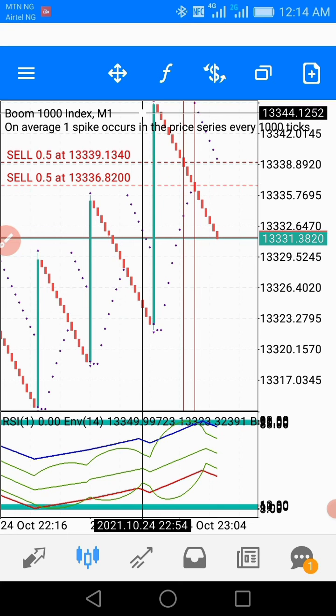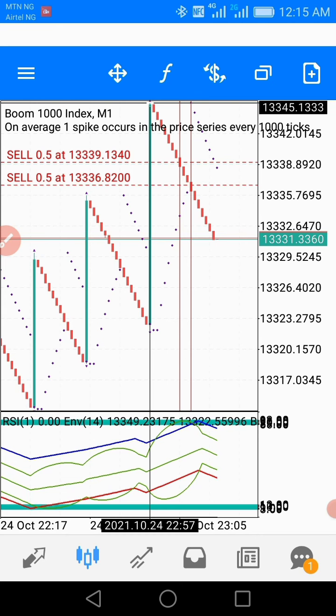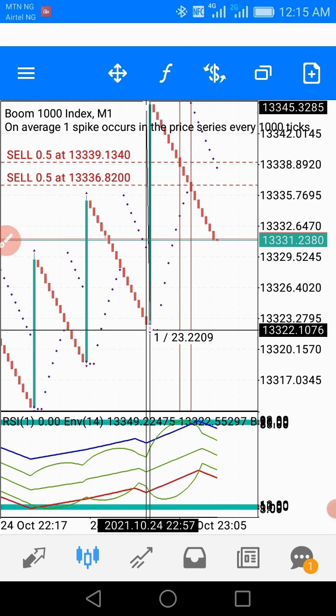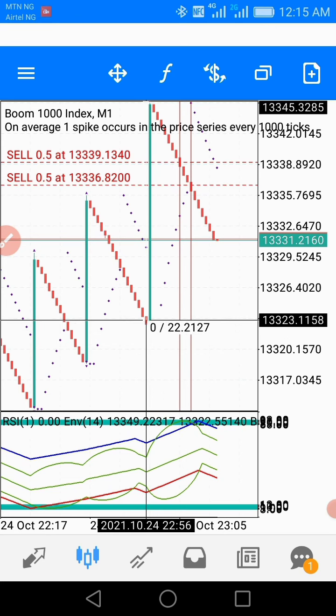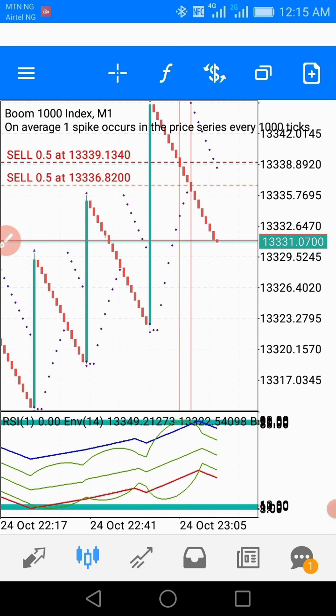Now whenever you see a spike, this is the boom market, whenever it spikes, you measure the spike and then calculate the pip value made. If it is 20 and above, that is the first confirmation. Now this is 23 pips made by this spike. Whenever you discover that, then you quickly go to your indicator window 1.